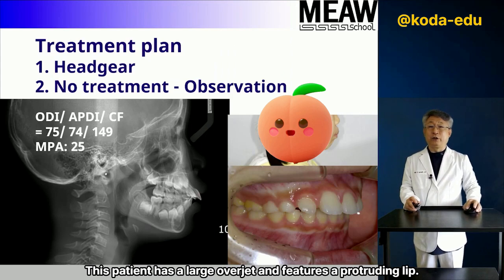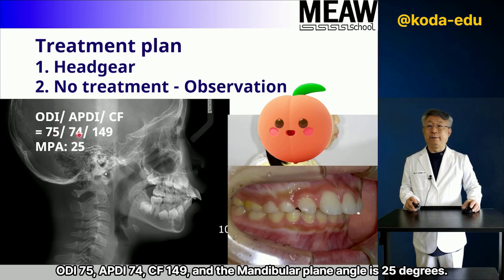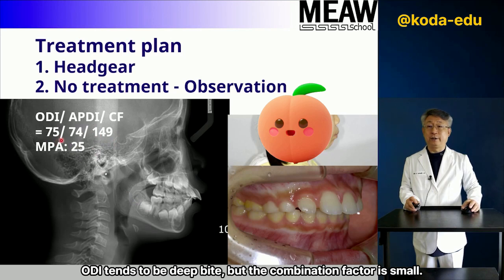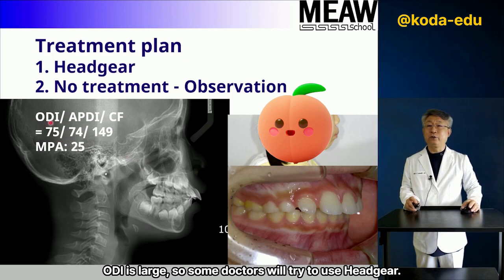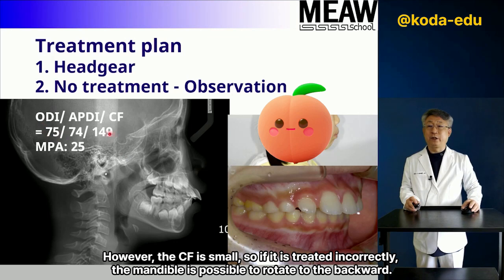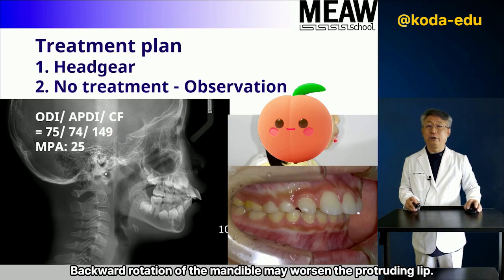This patient has a large overjet and features a protruding lip. ODI 75, APDI 74, CF 149, and the mandibular plane angle is 25 degrees. ODI tends to be deep bite, but the combination factor is small. ODI is large, so some doctors will try to use headgear. However, the CF is small, so if it is treated incorrectly, the mandible may rotate backward. Backward rotation of the mandible may worsen the protruding lip.